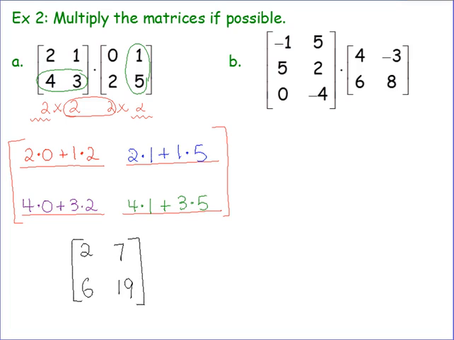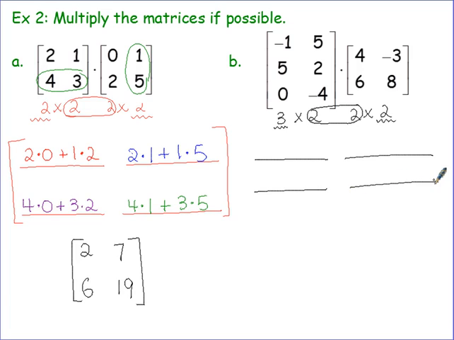So first we need to start with the dimensions. 1, 2, 3 rows, 1, 2 columns. 1, 2 rows. 1, 2 columns. Those match. You have 3 rows and 2 columns in your answer. So 1 row, another row, another row. Okay.